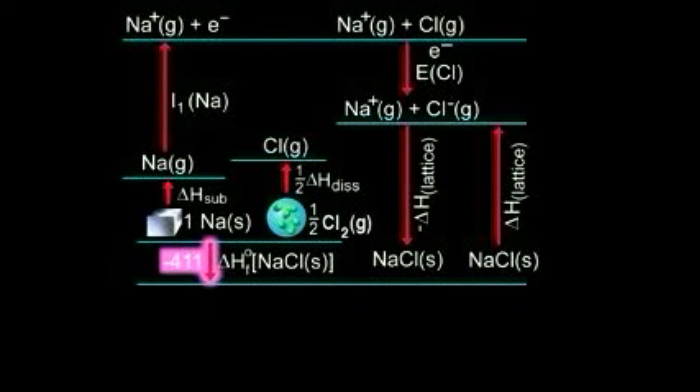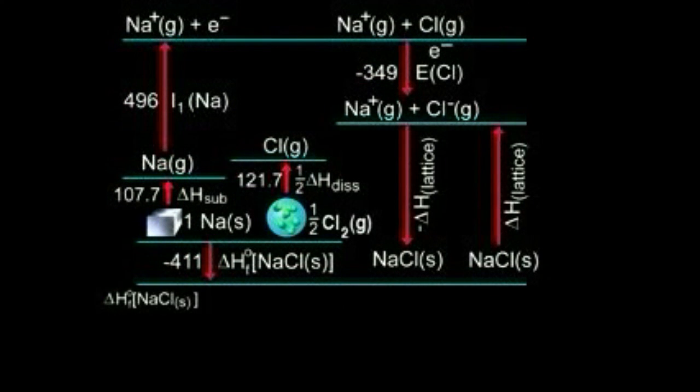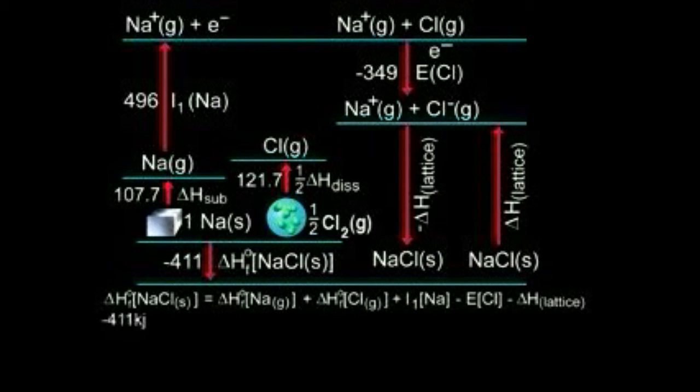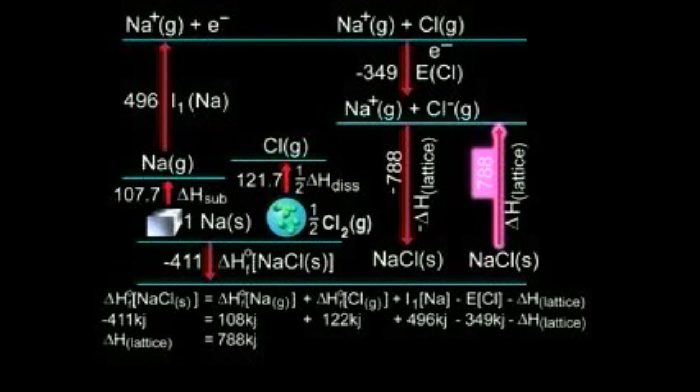We have experimental values for the 5 steps in the indirect path for formation of solid sodium chloride from the elements in their standard states. We can calculate the lattice energy by taking advantage of Hess's law, which states that the energy change in a process is the sum of the energy changes for the several steps that may make up a pathway for the process. The lattice energy calculated in this manner is 788 kilojoules per mole.